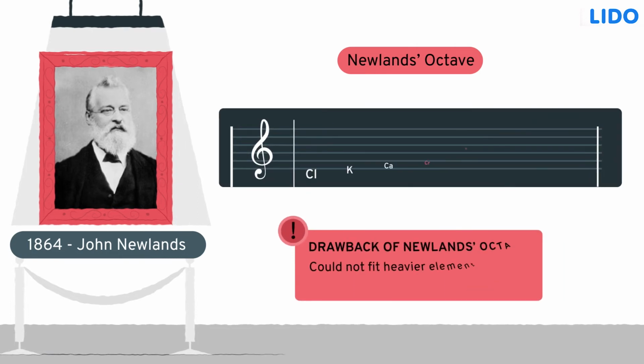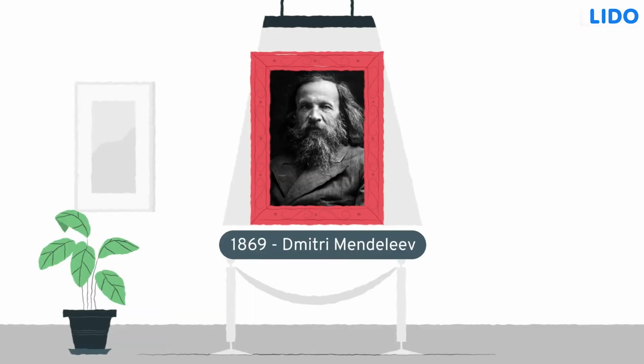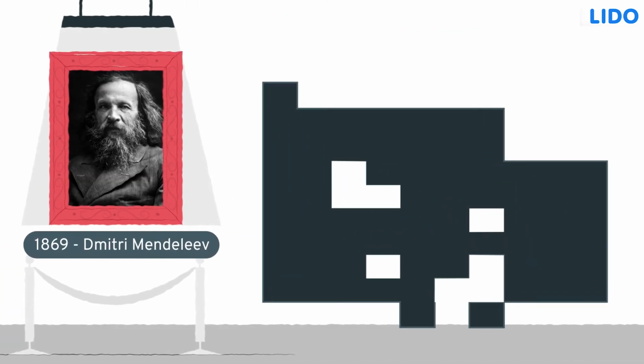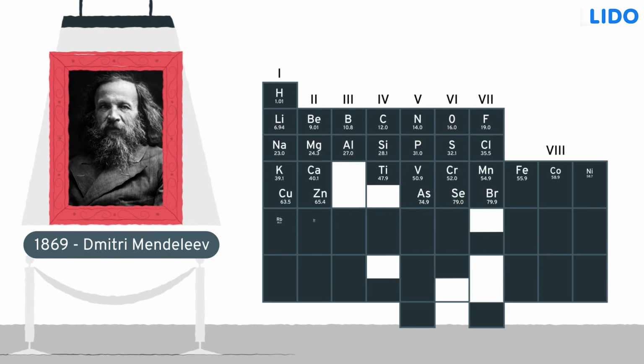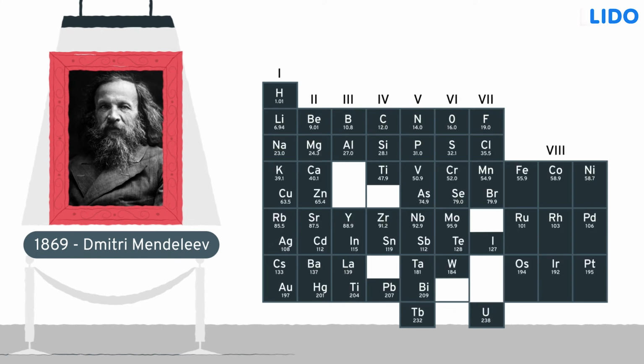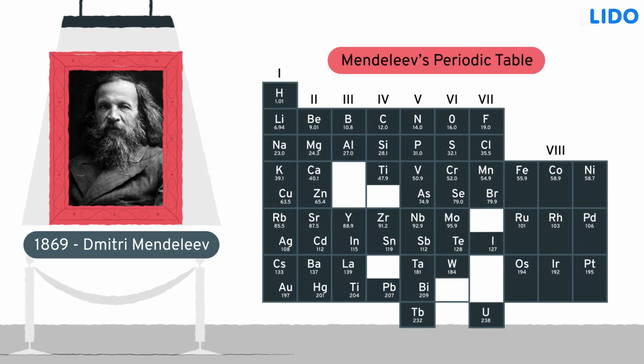This method, however, could not fit the heavier elements after calcium and the newly discovered ones. Using the same basis, that is, arranging the elements in the order of their increasing atomic masses, in the year 1869, a Russian chemist formed a table of elements called the Mendeleev's periodic table.